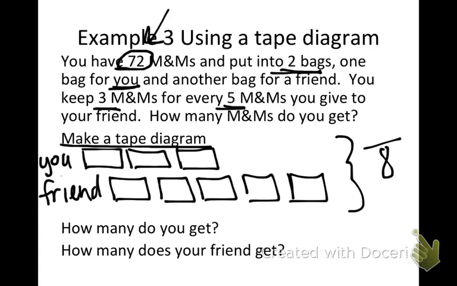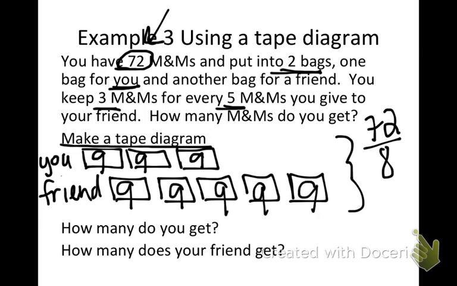We know we have to put 72 M&Ms in all of those boxes. So what does that mean each box is worth? So 8 times what is 72? I think it's 9 times 8. So that means each one of my boxes is worth 9. And you could call those M&Ms.